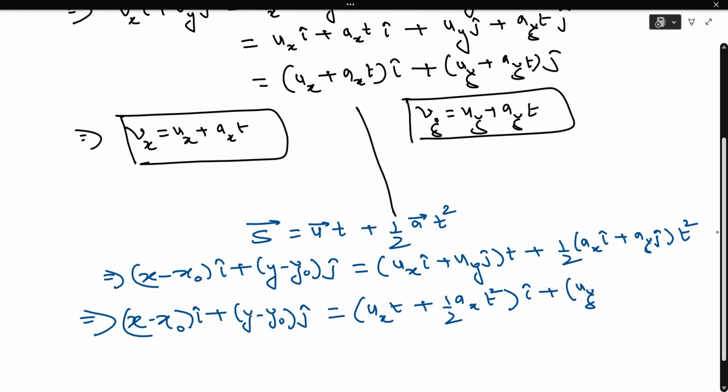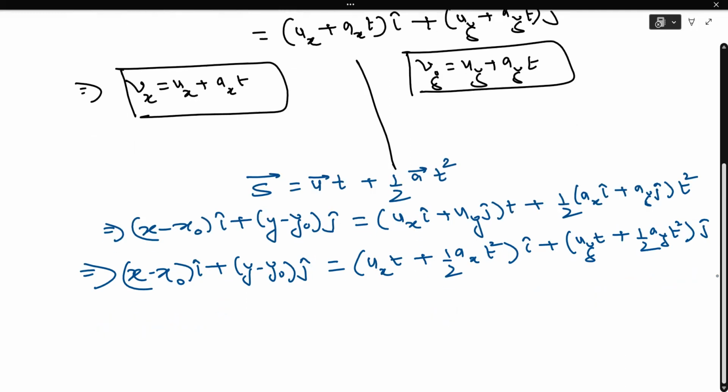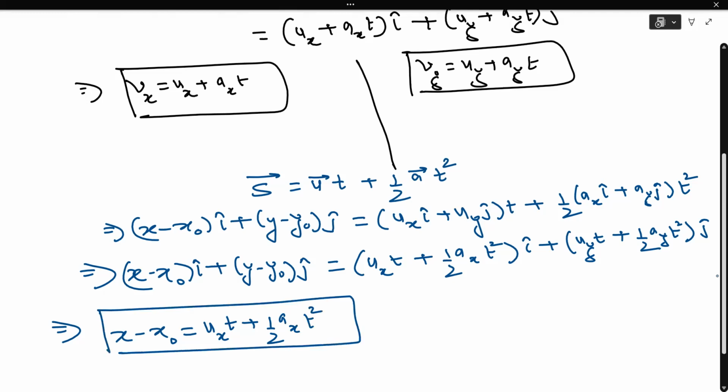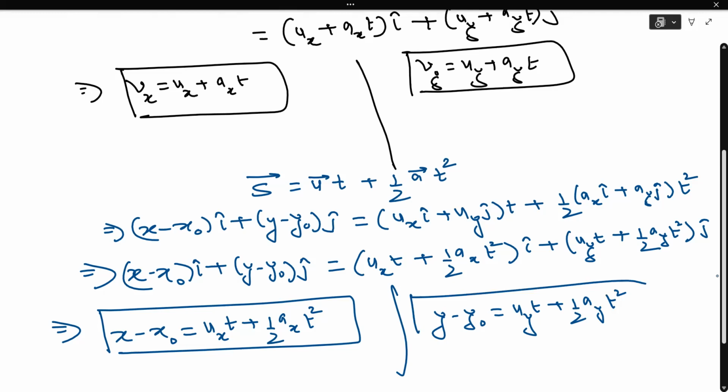In the same way, the coefficient of j cap in the first term is uy into t. And what is the coefficient of j cap in the second one? Half ay t square. Right? Now just collect the terms together. So what can you say? x minus x0 will be uxt plus half axt square. This is for motion along the x-axis, and y minus y0 will be uyt plus half ayt square. This is for motion along the y-axis.